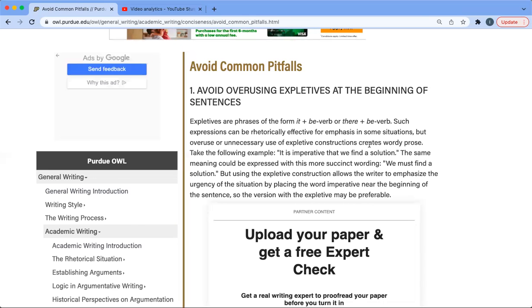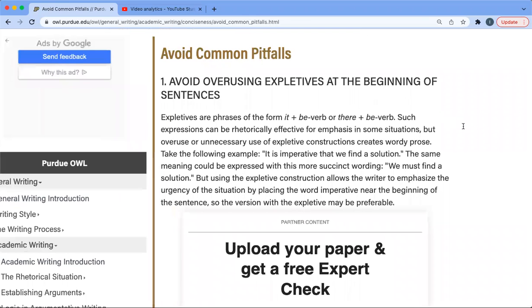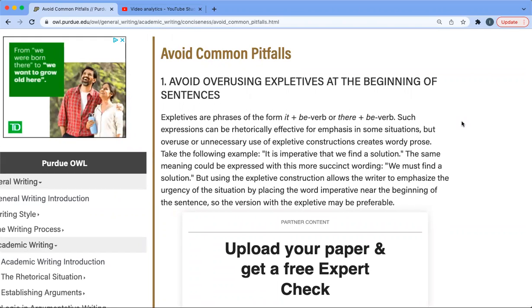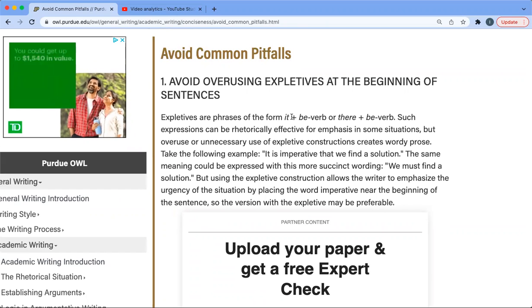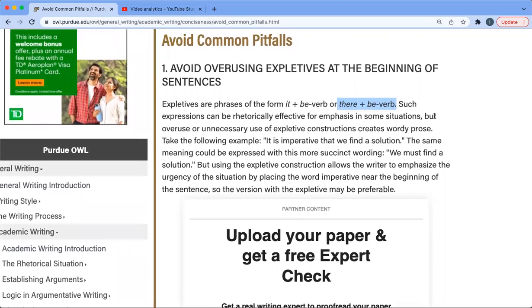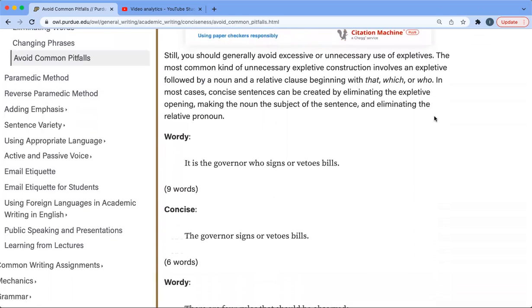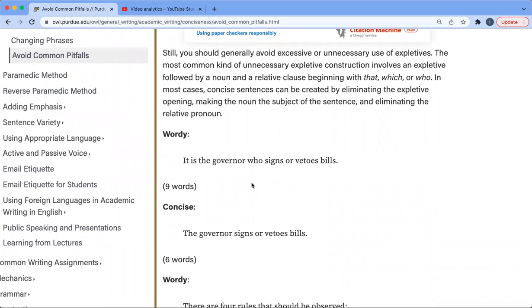In order to avoid pitfalls, there is the overuse of expletives at the beginning of a sentence, which professionals and students at universities and colleges usually use. The phrases, for example, starting with it and continuing with verb be, or phrases like there plus verb be. These phrases are unnecessary. They're considered pitfalls. For example, we can eliminate them and we can make your sentences, of course, more concise as I defined.